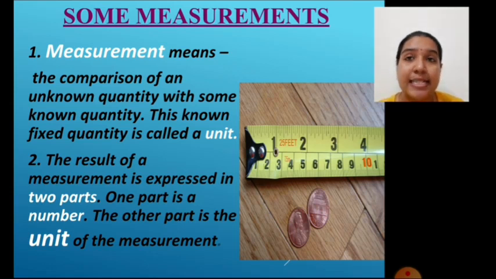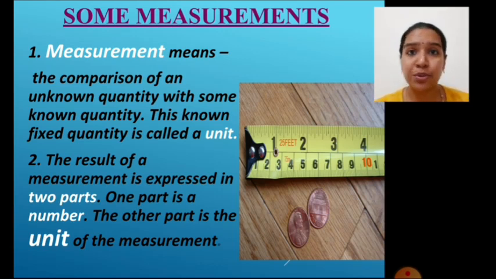Measurement is the comparison of an unknown quantity with some known quantity. It is fixed and expressed in units. The measurement is expressed in two parts. The first part is a number and the second part is a fixed constant unit, which is considered as a standard measurement. So the number of units will be the measurement of any object.